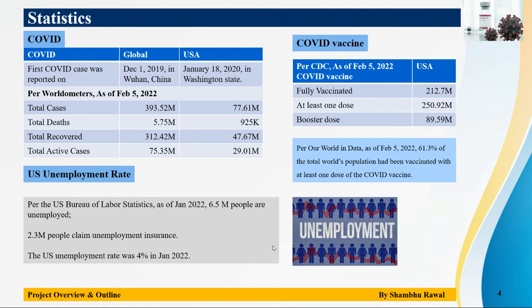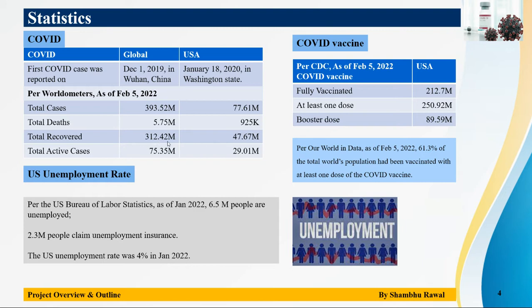I'm discussing COVID statistics, the US unemployment rate, and the COVID vaccine in this slide. The first COVID case was reported on December 1, 2019 in Wuhan, China. The first COVID case in the USA was identified in Washington state on January 18, 2020. Per Worldometer, as of February 5, 2022, there are 393.52 million total cases globally, 77.61 million cases in the USA. 5.75 million people died from COVID globally, and 925,000 people died in the USA because of COVID.